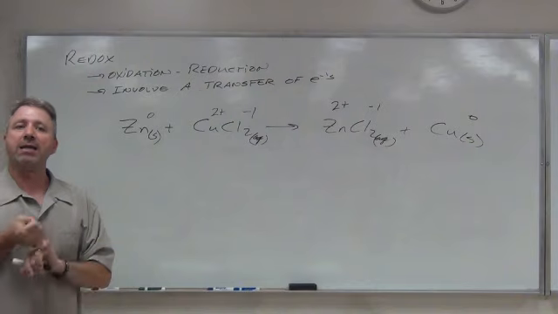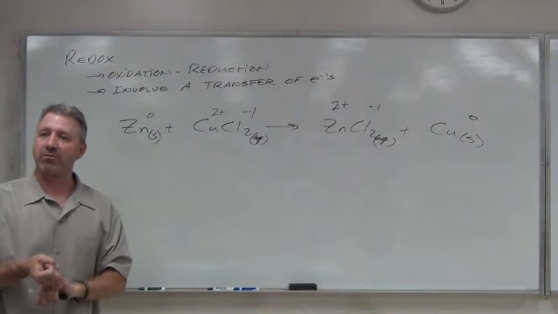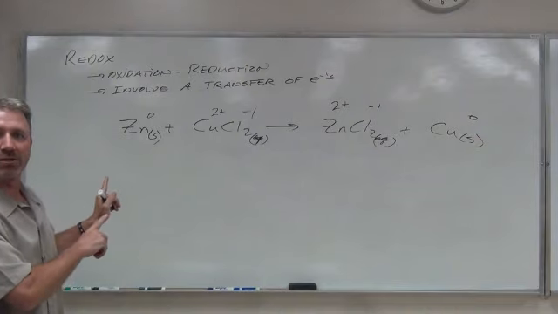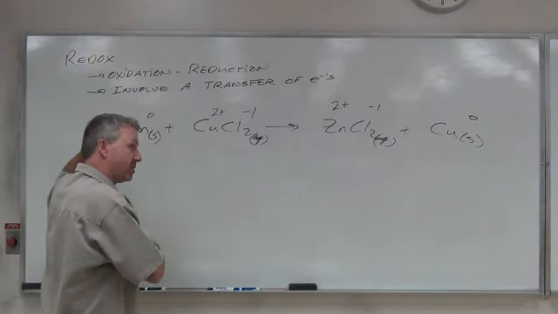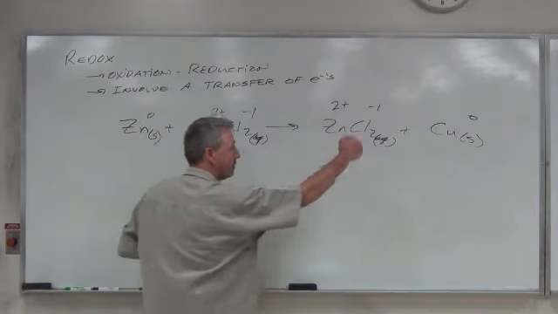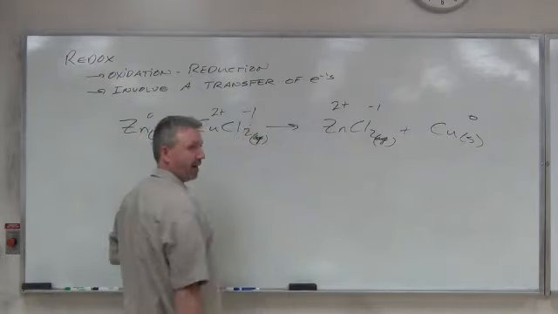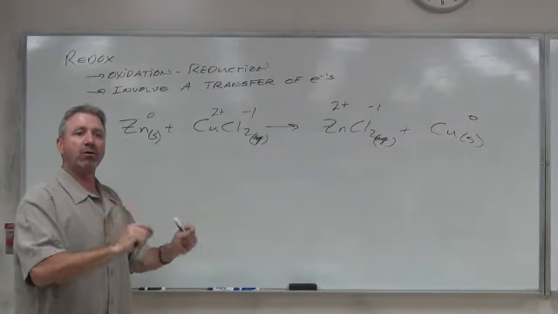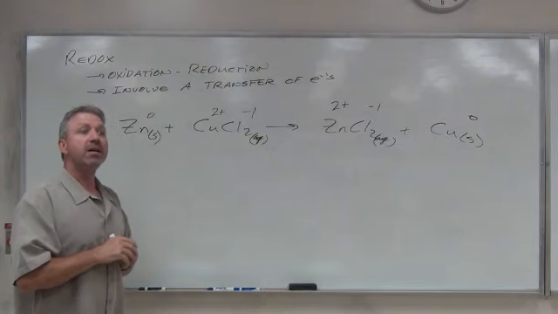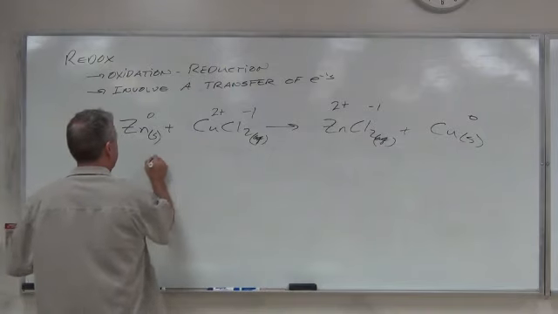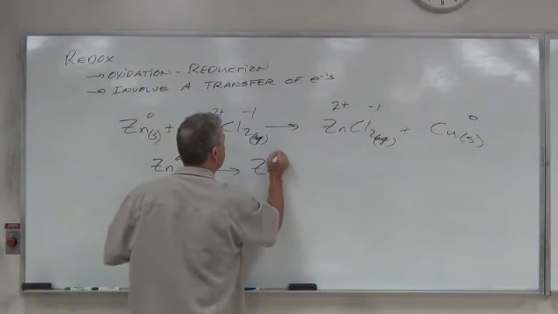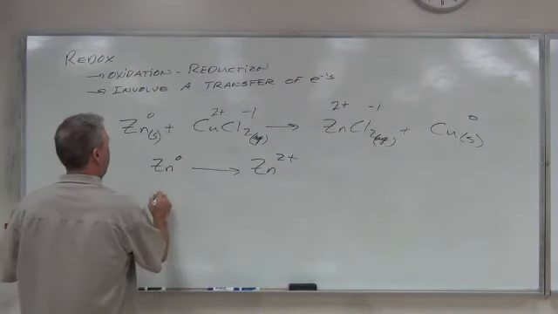Once you've assigned the oxidation numbers in a redox reaction, take a step back and look at the elements whose oxidation number is changing from what it was on the reactant side to what it becomes on the product side. What elements are undergoing the oxidation number changes? Zinc, and copper.